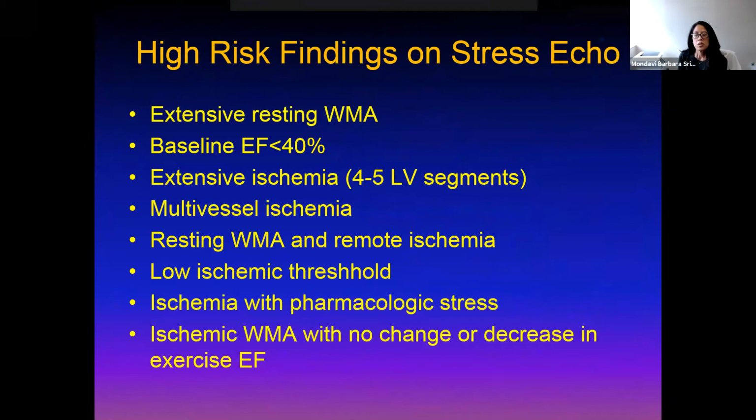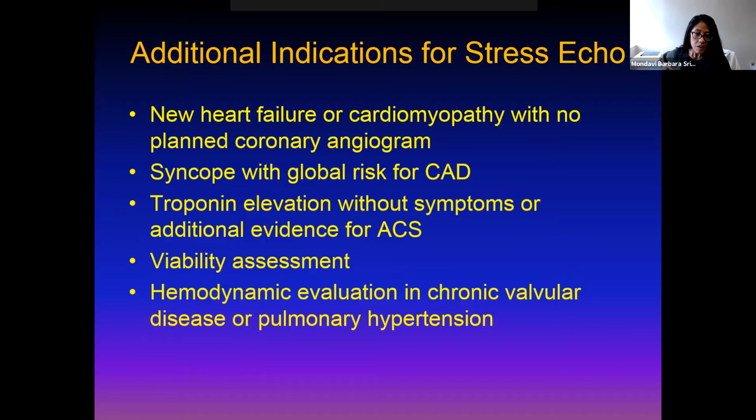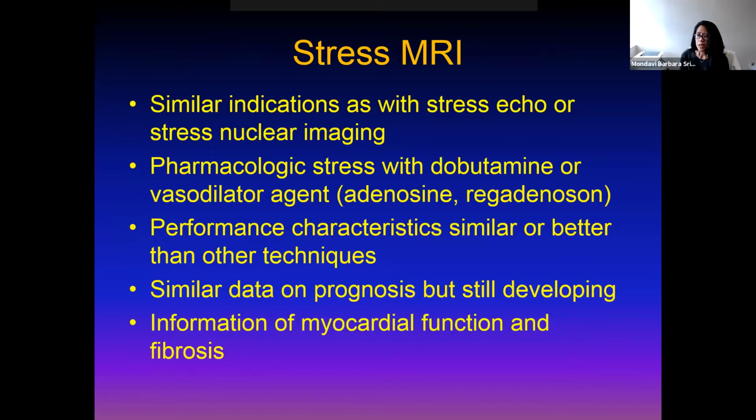Okay, so similar to nuclear imaging, there are a lot of high-risk findings that can be seen on stress echo that give information in terms of extent of disease and severity of disease, as well as having prognostic implications. I'm going to just, for time's sake, skip this slide and move on to stress MR.